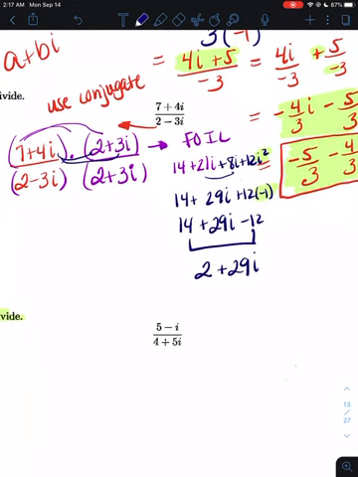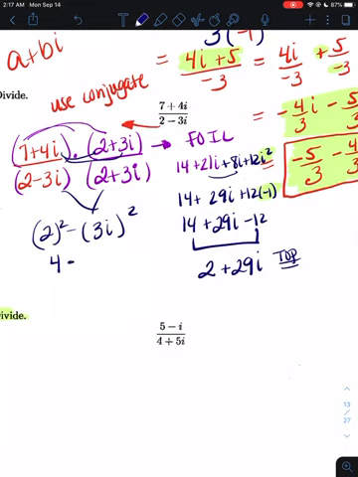So I did all that just to get the top of my fraction. Now I need to multiply the conjugates. To multiply the conjugates, remember the shortcut: 2 squared minus (3i) squared. So that's 4 minus 9i squared. So 4 minus 9, remember i squared is negative 1. So that negative 1 makes that a plus 9. 4 plus 9 is 13. So if you put this all together, this is the bottom of your fraction.